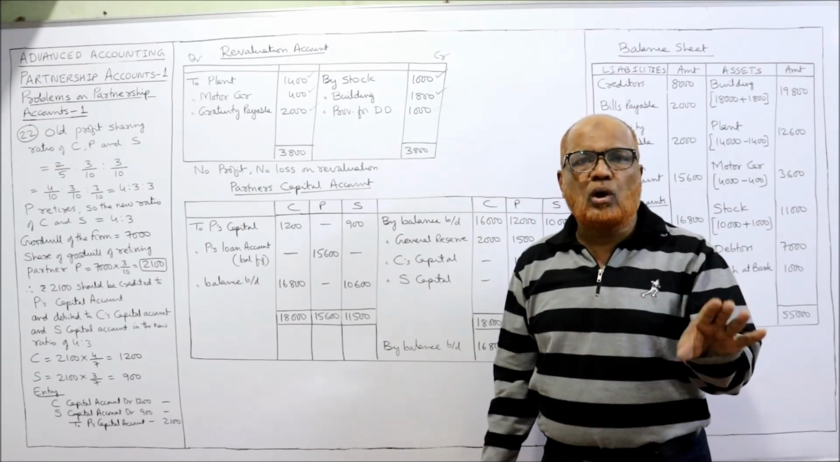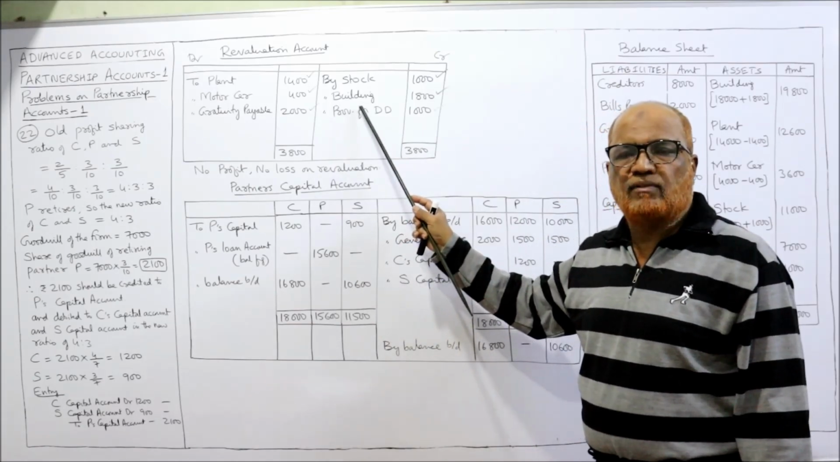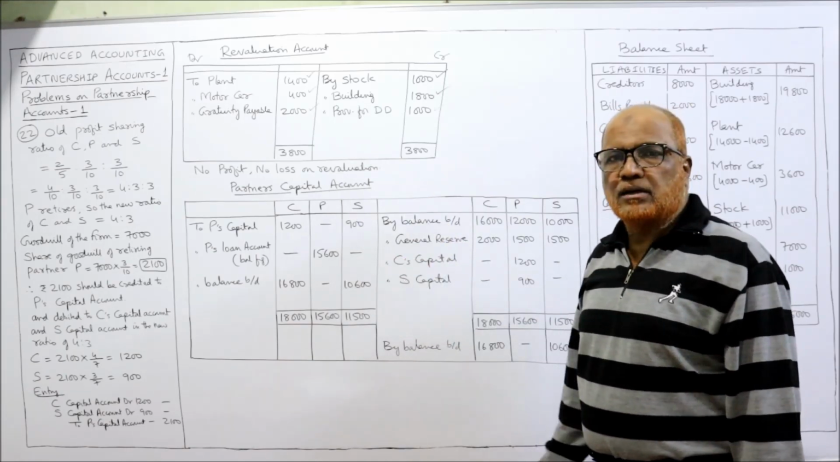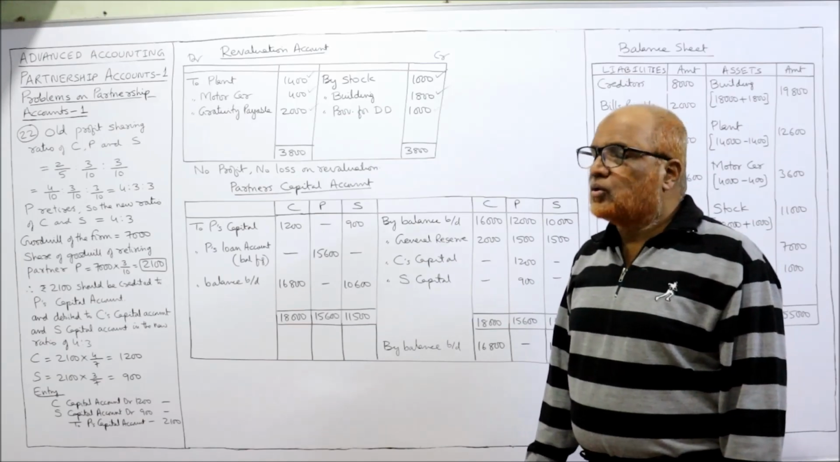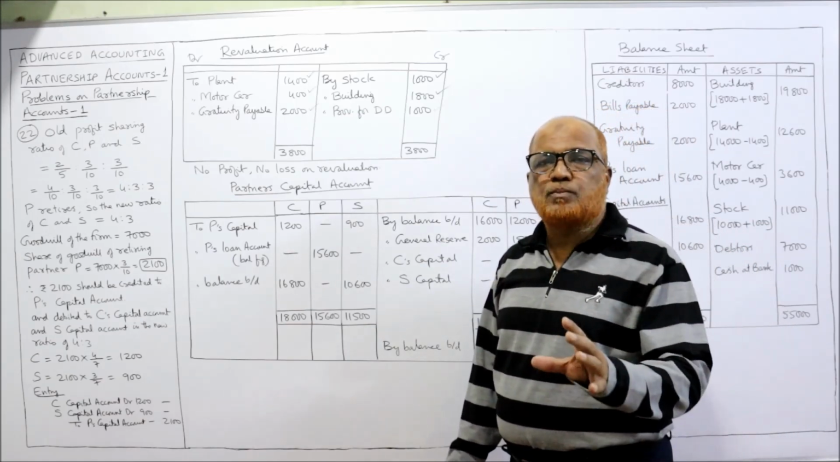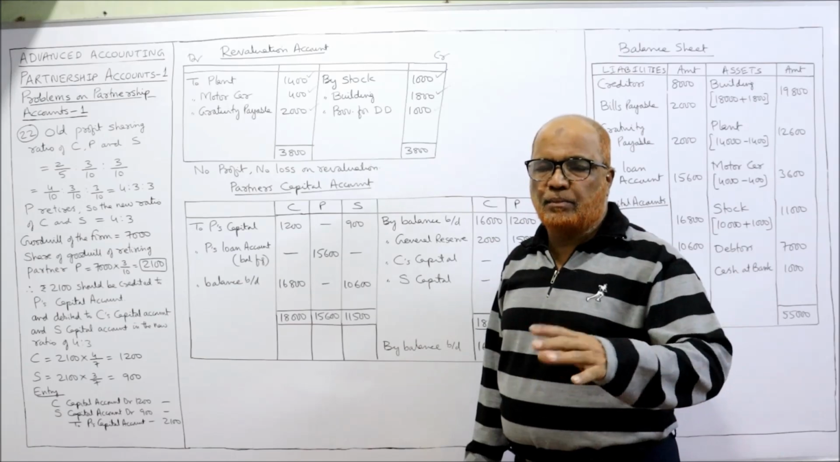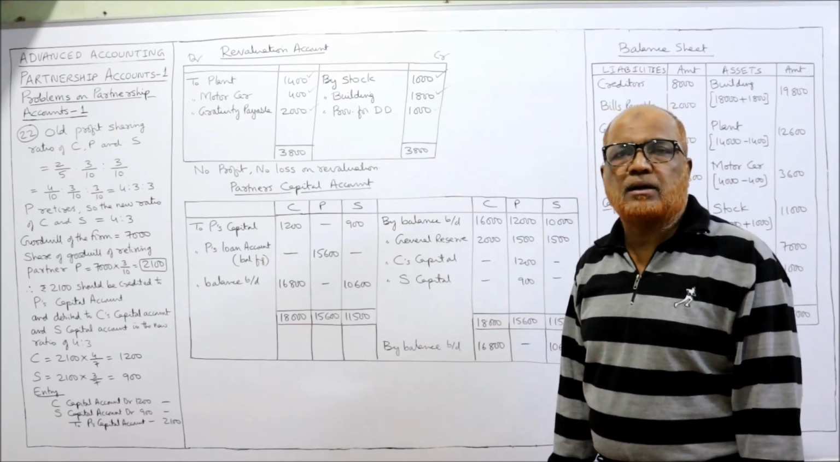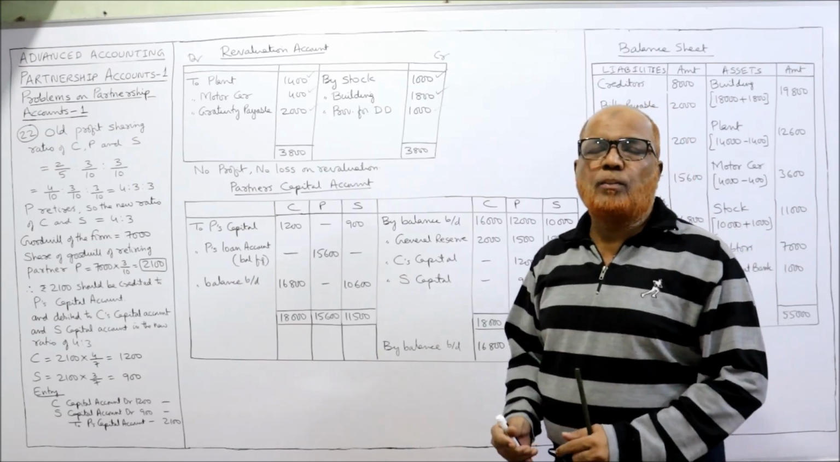No profit, no loss in revaluation account. That's it. Now we'll come to partner's capital account, to find out how much is the capital of each partner at the end after making all adjustments, and also how much is the amount due to the retiring partner P.